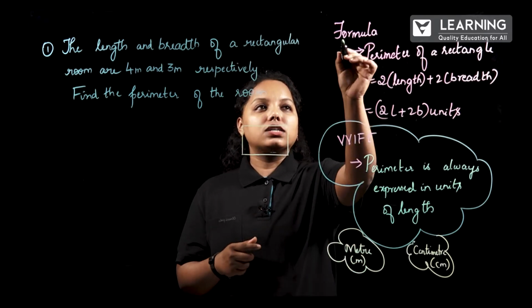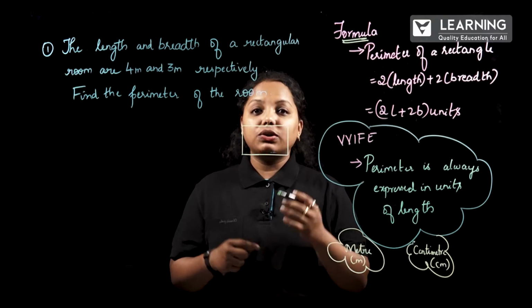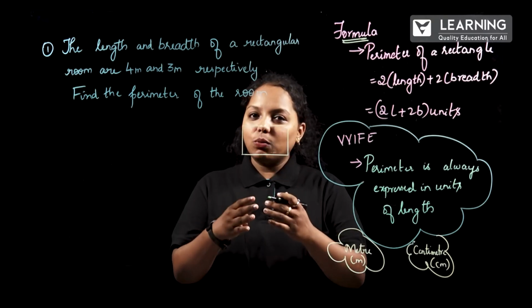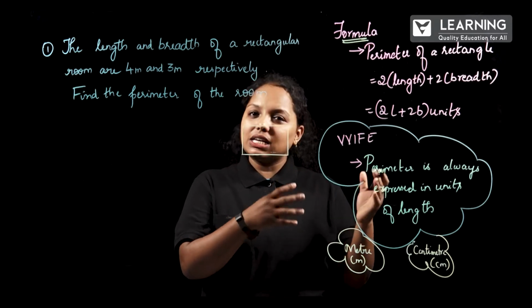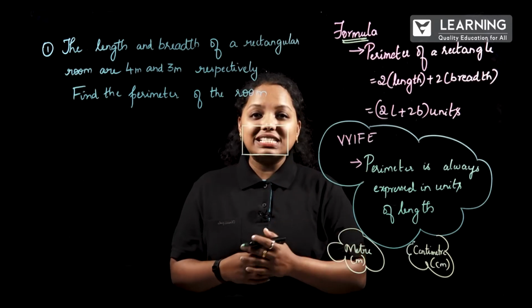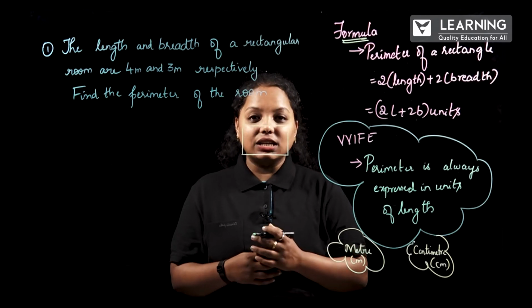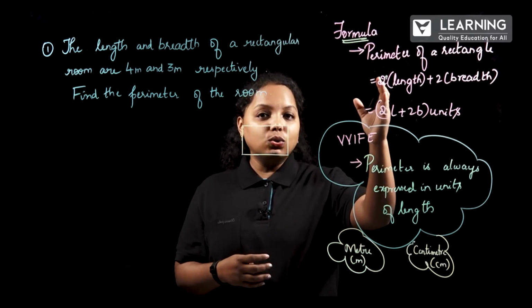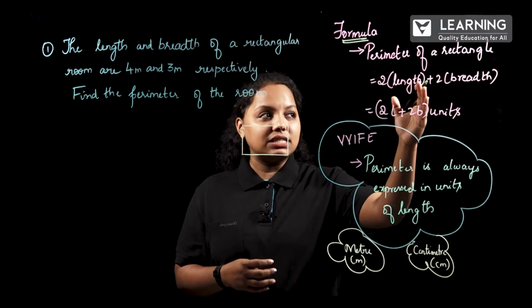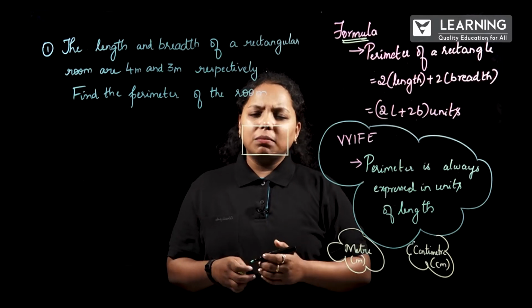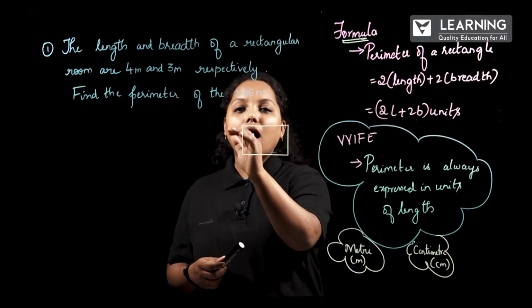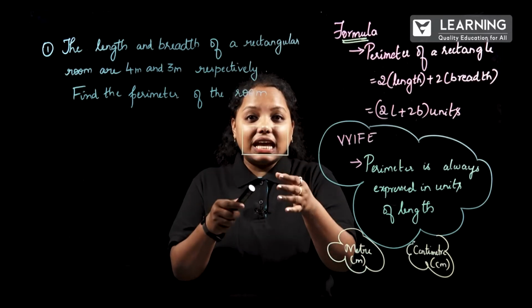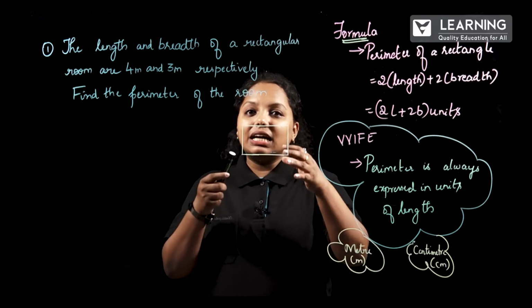What is the formula? Now, perimeter of the rectangle. So we will go one by one. Perimeter, next area, next again perimeter of the square, next again area. Now, what is perimeter of the rectangle? That is nothing but 2 into length plus 2 into breadth. And what exactly is perimeter? Perimeter is nothing but the outer portion. What is area? Area is nothing but the inside portion.